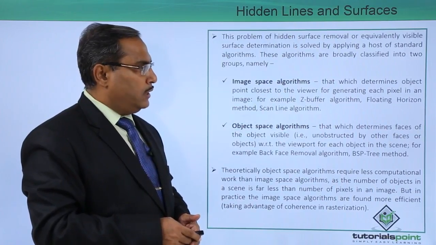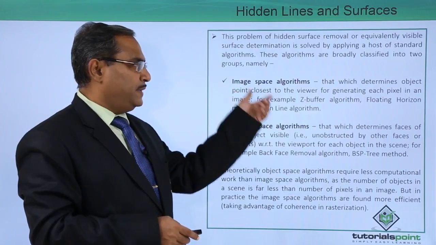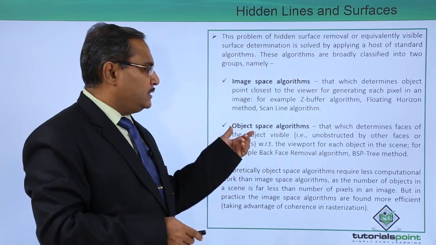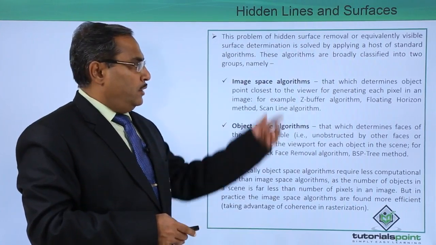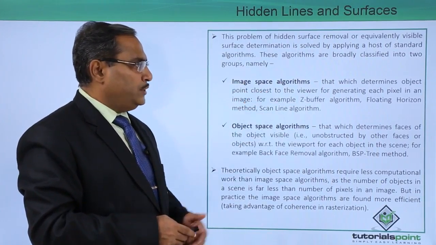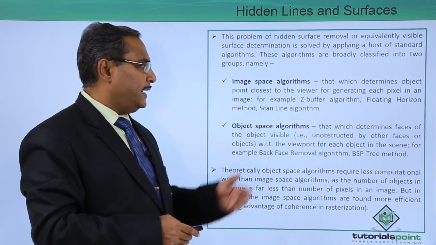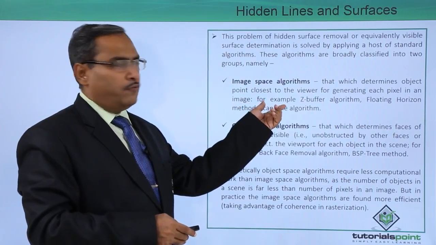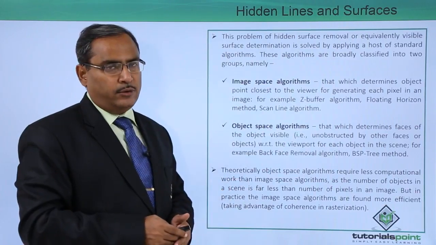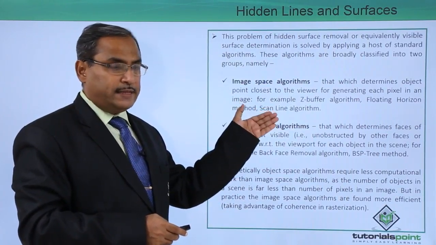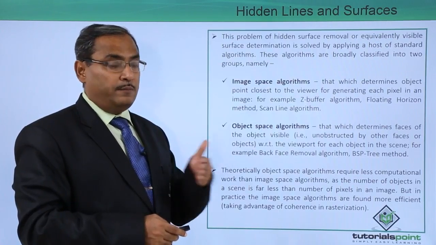These algorithms are broadly classified into two groups, namely image space algorithms and object space algorithms. Now, what is the basic difference between them? Image space algorithms determine the object point closest to the viewer for generating each pixel in an image. For example, we can go for the Z buffer algorithm, floating horizon method and the scanline algorithm. Here each and every pixel will be considered, and those closest to the viewer will be used.